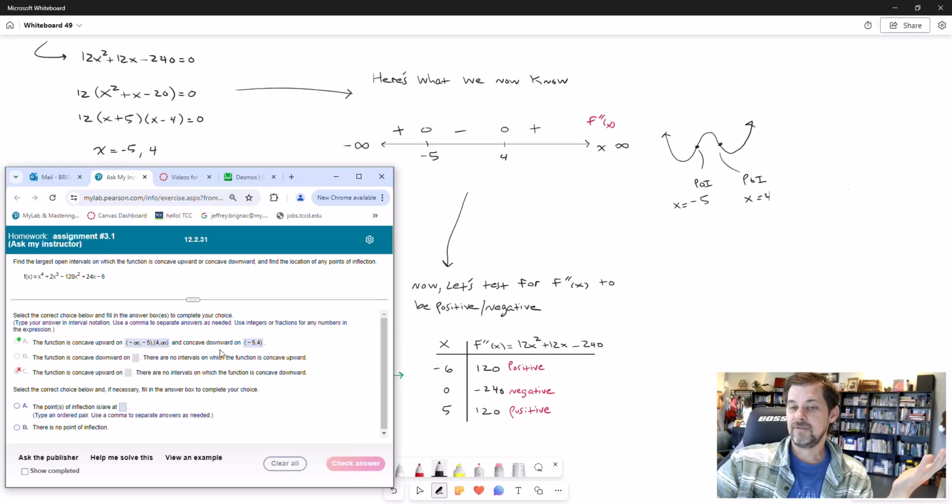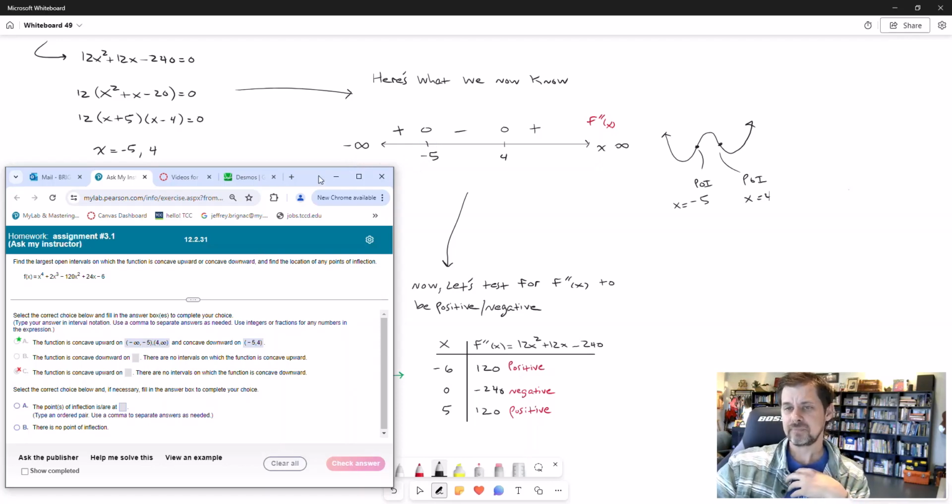It's concave down in the middle from -5 to 4. All right. So when I put -5 to 4, that means from -5 over to 4, just like this means from -infinity over to -5, so on. So that's why the answer choice is A right there.